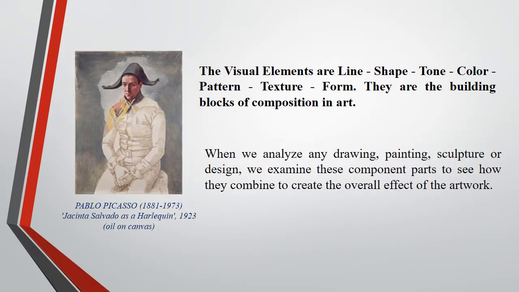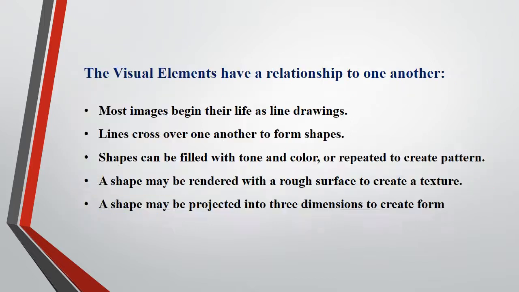The visual elements. The visual elements are line, shape, tone, color, pattern, texture, form. They are the building blocks of composition in art. The visual elements have a relationship to one another. Most images begin their life as line drawings.